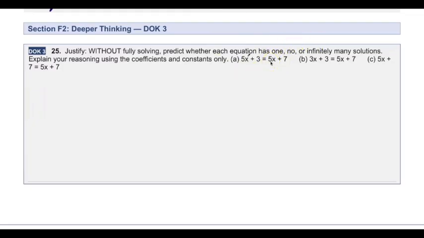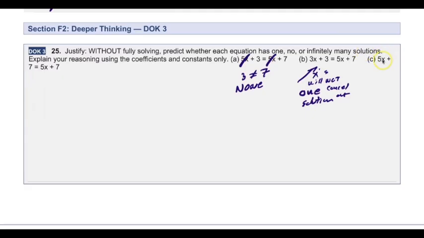So A here, I know the 5x are going to cancel out, and I'm going to get a false statement. So this is going to be none. Right? 3 does not equal 7, sorry. So the x's cancel out, and they're not going to work. So none. Over here, the x's will not cancel out. If I subtract the x from both sides, I'm going to get an actual equation. So this is going to be one solution, because the x's will not cancel out.